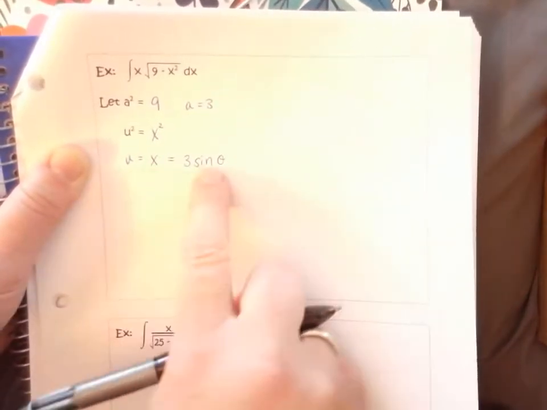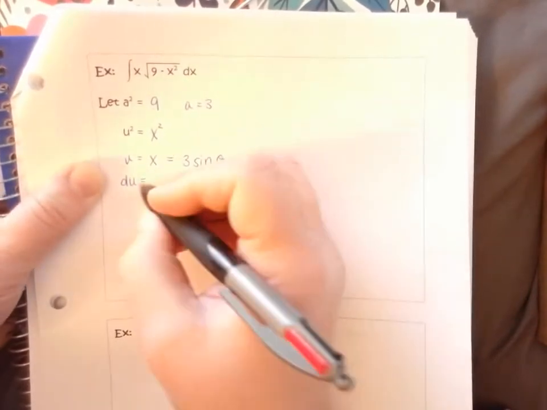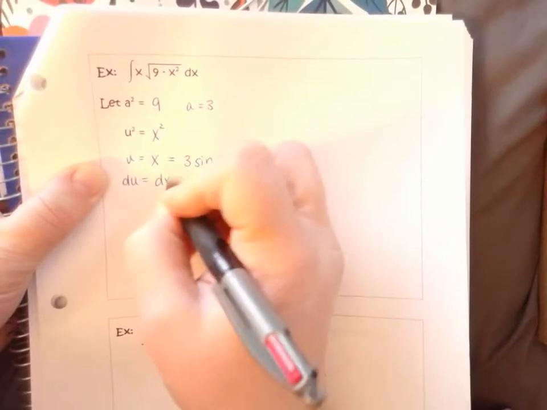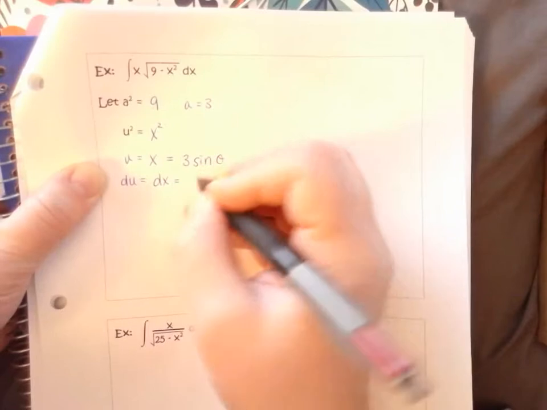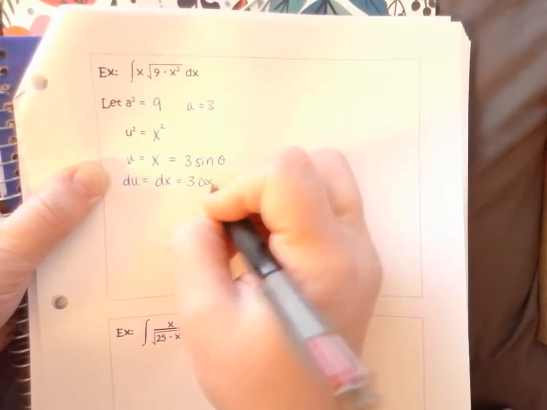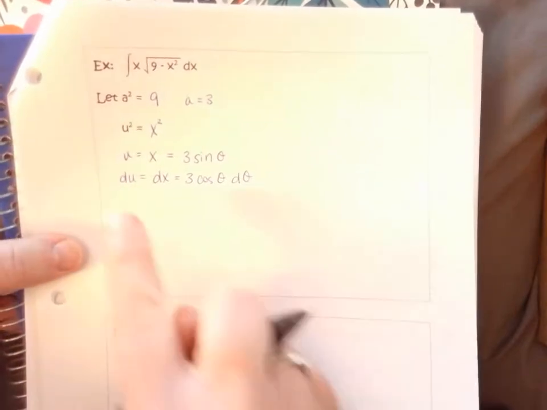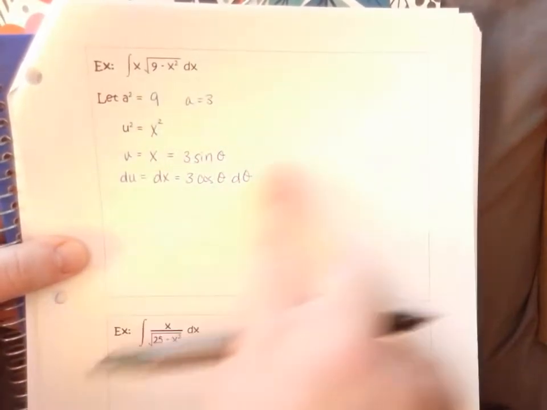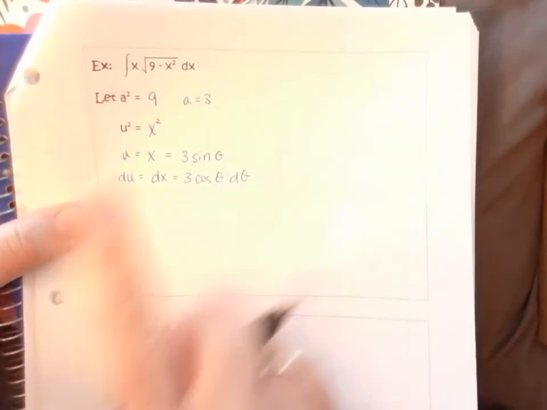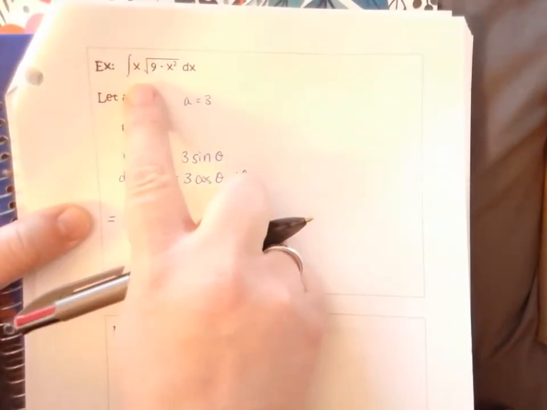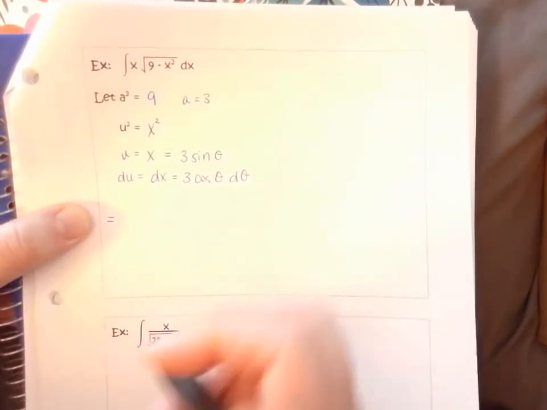All right, so to go along with this line, I'm also concerned with what du is equal to. Du is equivalent to dx, which I see, and it's also equivalent to the derivative of this, 3 cosine theta d theta. Now I'm going to use all of this stuff that I've figured out and plug it back into the original and see what happens. By the way, this could have been solved using a traditional u substitution, but I want to show you that trig substitution would work as well.